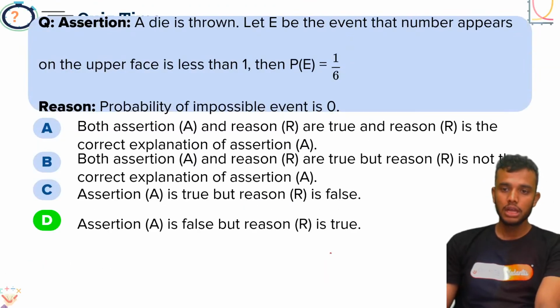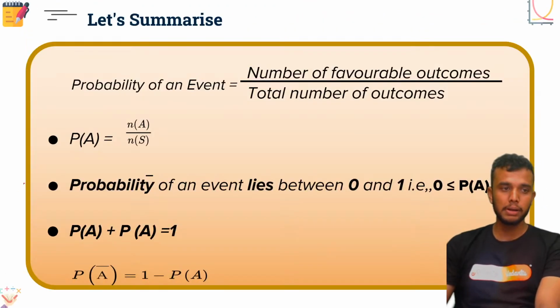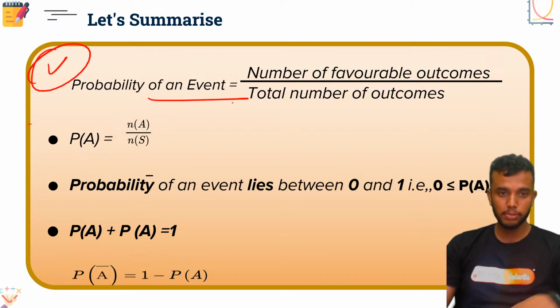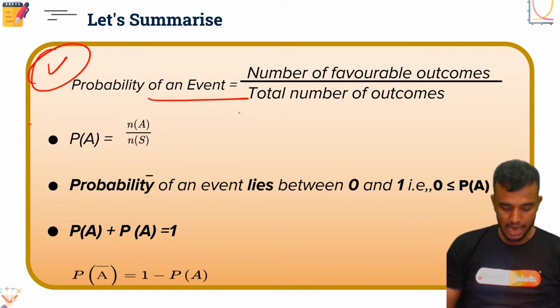This is about probability. If you know probability, you can easily answer it. The probability of an event is given by this formula and this formula. Yes, students, probability is done.